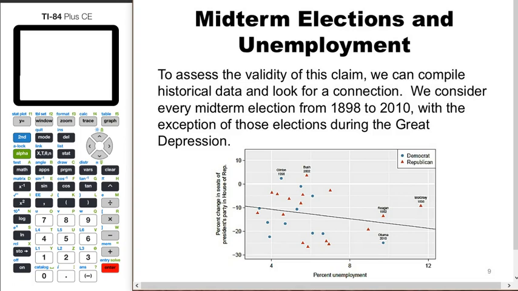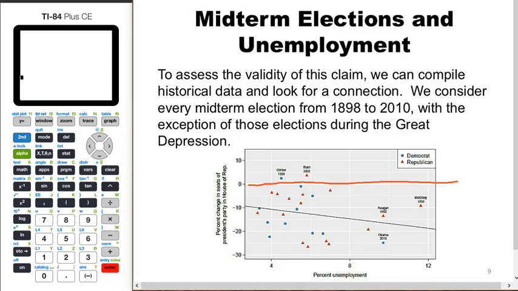But to assess the validity of this claim, we compile all the historical data and look for a connection. So again, the red triangles are when it was a Republican president at the midterm election. The blue dots are when a Democrat was the president at the time. You can see here, this line right here represents 0. Everything below that would be a midterm election where the president's party lost members.